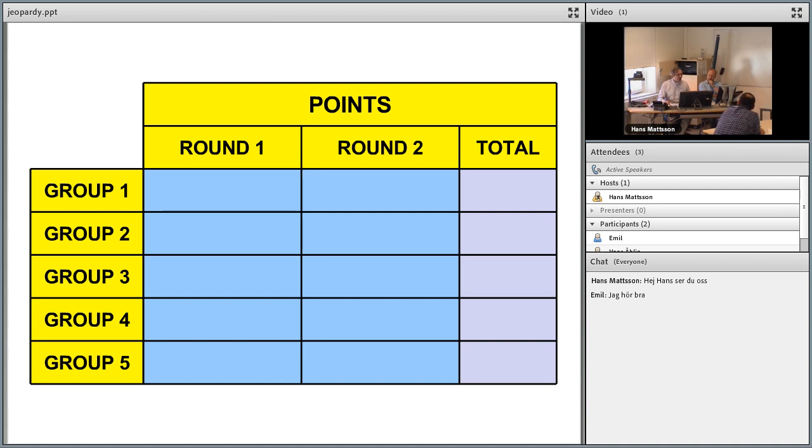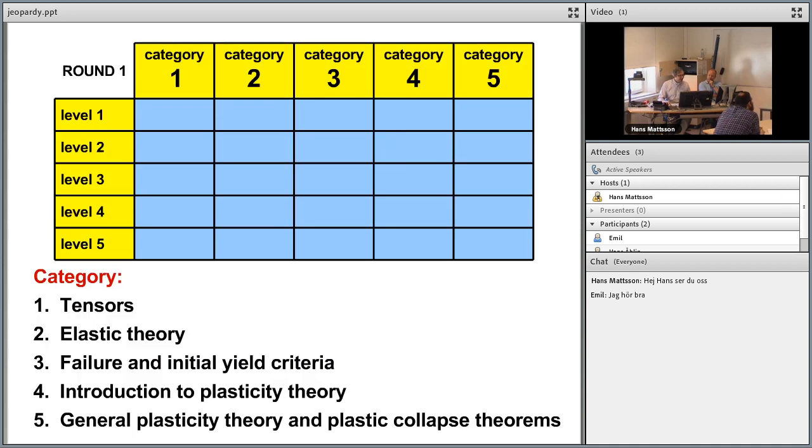As you see in the next picture here, in round number 1, we have 5 categories. Category 1, tensors. Category 2, elastic theory. Category 3, failure and initial yield criteria. Category 4, introduction to plasticity theory. And category 5, general plasticity theory and plastic collapse theorems. Known stuff for you, I hope.